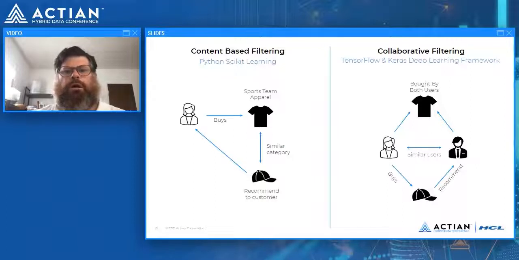We utilize two types of machine learning models. One is content-based filtering, for which we use Python scikit-learn. What content-based filtering allows us to do is, based on past content interactions or past interaction with products, we can have an unknown user come in and start clicking around on products and content. And based on those actions of previous users, we can understand what recommendations we should make for that user. So say a user goes in and buys a sports team apparel shirt, a similar category is also a sports hat.